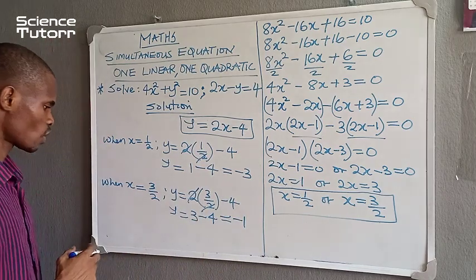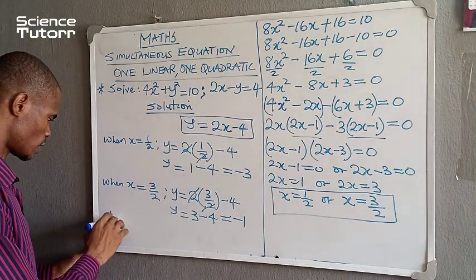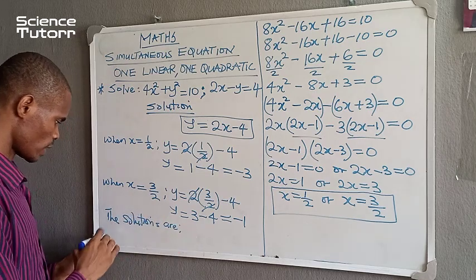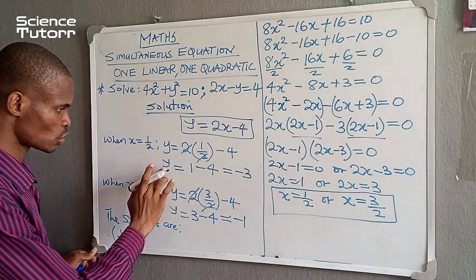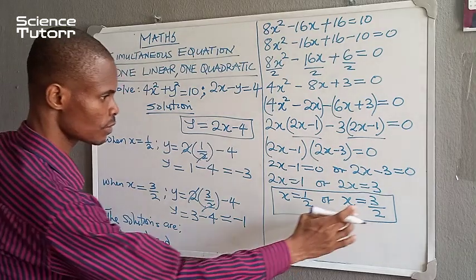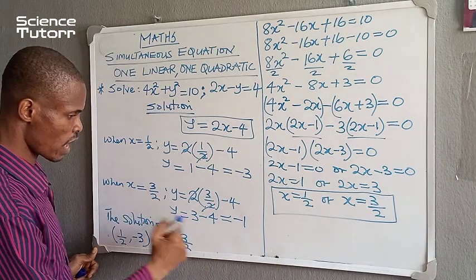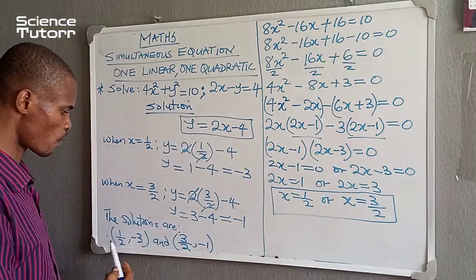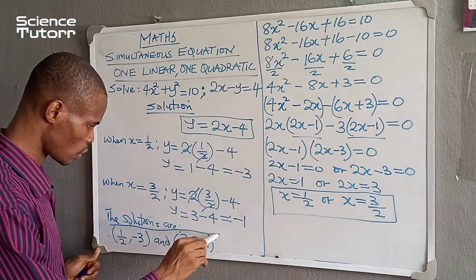At the end of the day, we have the solution to the equation for x and y. So we say the solutions are, when x is 1 over 2, we establish y to be minus 3. And secondly, when x is 3 over 2, we establish y to be minus 1. So at the end of the day, we have 4 solutions. So this is the final result obtained.